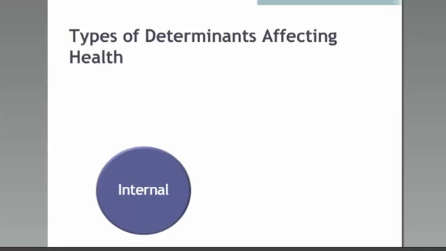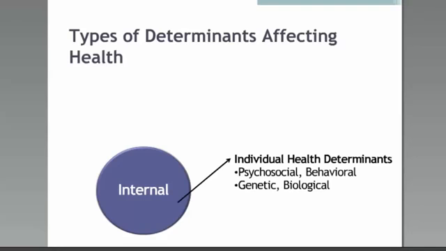So internal factors include individual level determinants, and anyone who's been in the field of HIV prevention is probably familiar with this because traditionally this is what we've spent a lot of our time focusing on. These determinants include behavioral and psychosocial factors. So those are things like family dynamics, ability to communicate, skills, things like that.